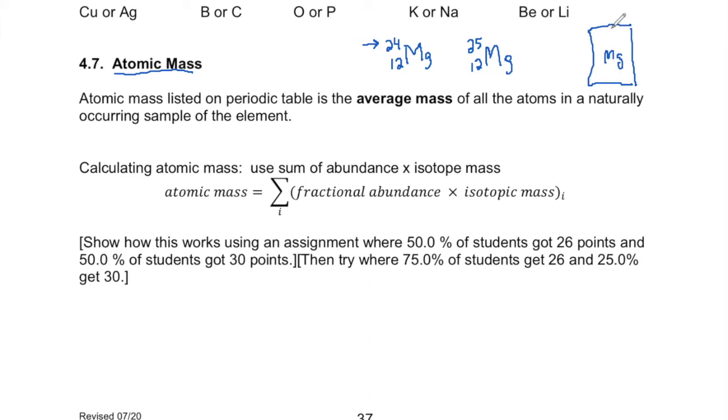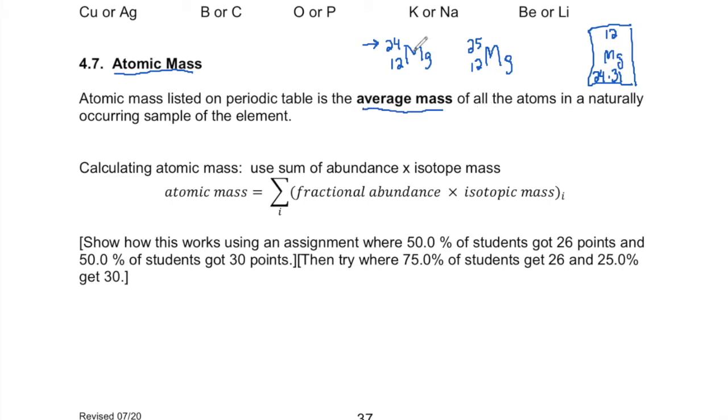the atomic number that it has right on top or in the corner is 12. There are 12 protons for magnesium, but the mass it lists is 24.31. So it's neither 24 nor 25. And if you look at the periodic table, you'll see that very few of the masses are close to whole numbers. They're in between numbers like this. And that's because that is an average mass.